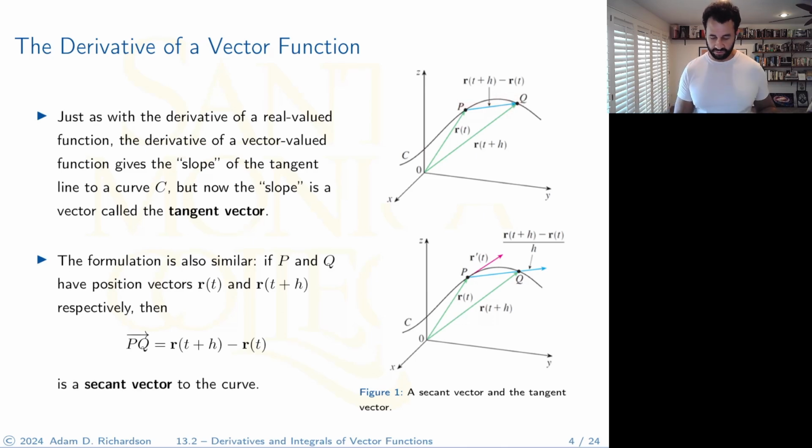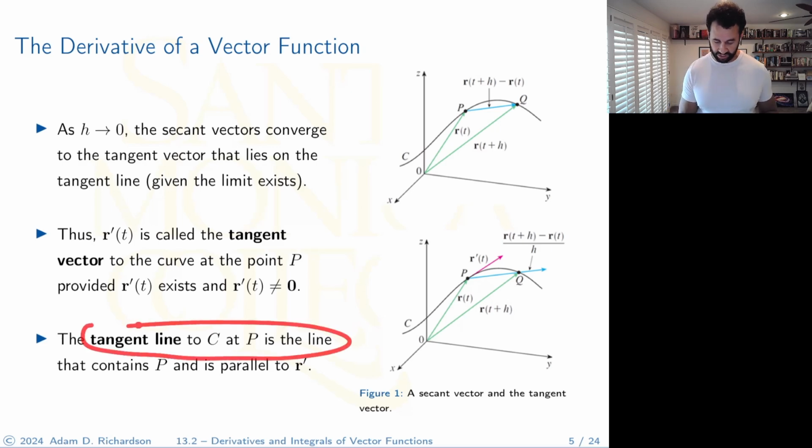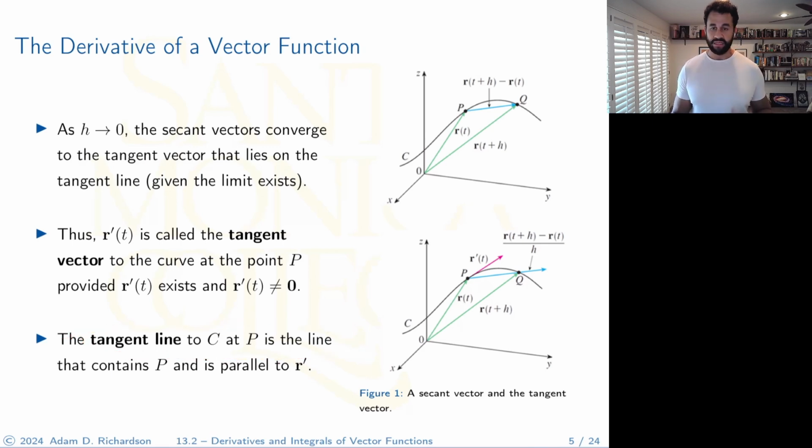Now do the same thing as before. You take the limit as h goes to 0, and then what happens is these secant vectors start to approach the tangent vector, and as long as this limit exists, then you actually do get a formula for the tangent vector itself at the point P. Also have to make sure that it's not equal to the 0 vector. And then how do we define the tangent line? Well, the tangent line to the curve C at the point P is the line that contains the point P and has the same direction as the tangent vector.